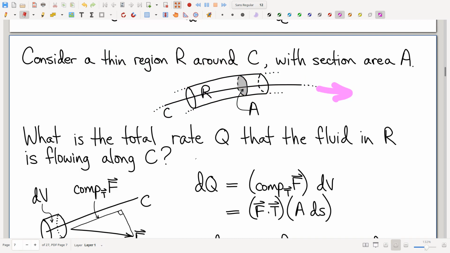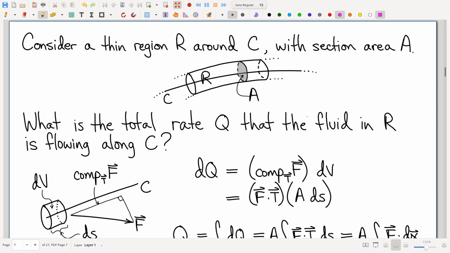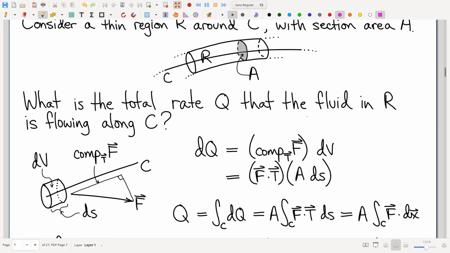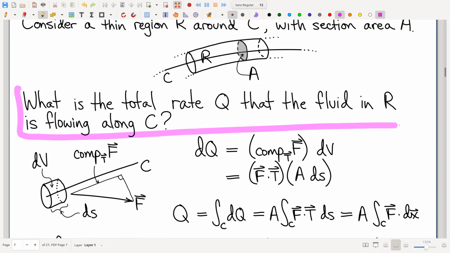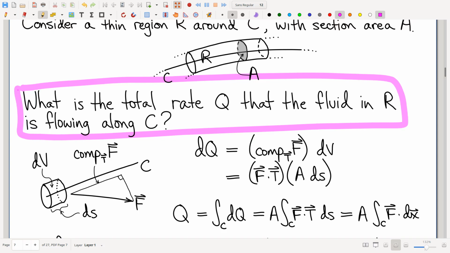And if there's a bunch of fluid in there, and if that fluid is moving, then you could reasonably ask, and here's the question. Looking at that fluid in this kind of tube sort of thing, to what extent is that fluid flowing along the curve? And I mean total, overall. I don't mean at a single point, right? But overall, over the entire length of curve, looking at all of that fluid that's kind of nearby. To what extent, overall, is that flowing along the curve?